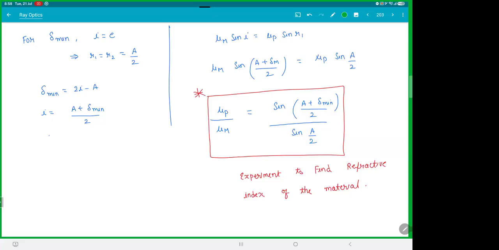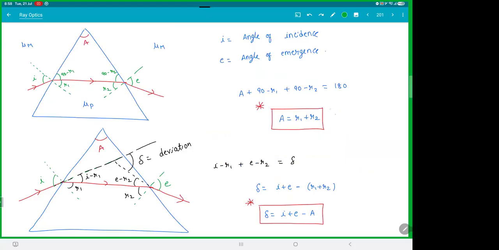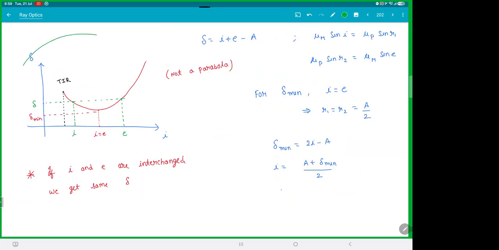So again, how many formulas are there? A is equal to R1 plus R2. Delta is I plus E minus A. This delta is the normal deviation. The third, the graph, is important. You should know the graph. I and D: two angles will give you the same deviation. When I is equal to E, we get delta minimum. Third one is the graph.